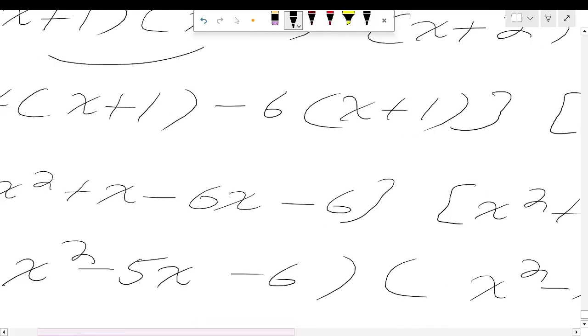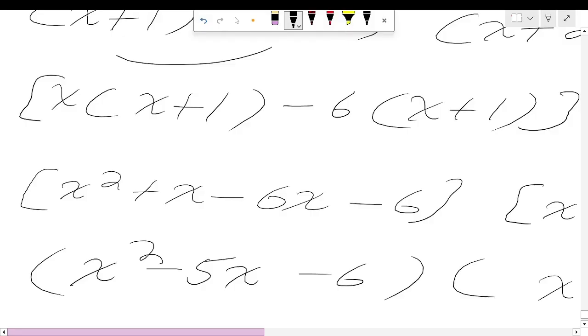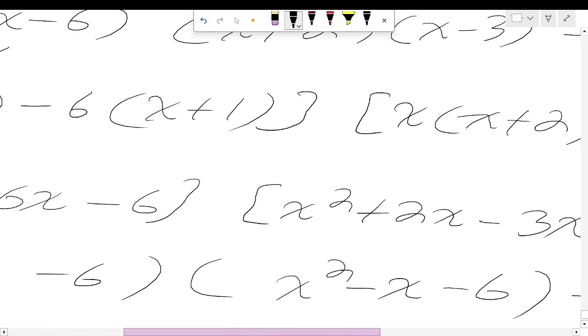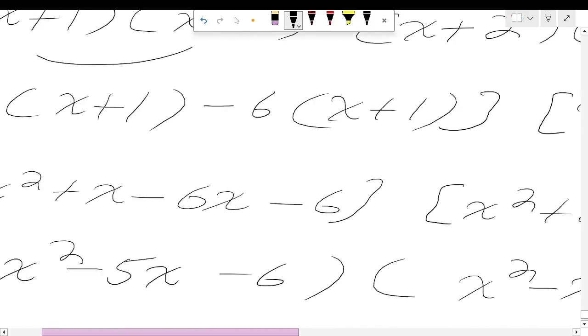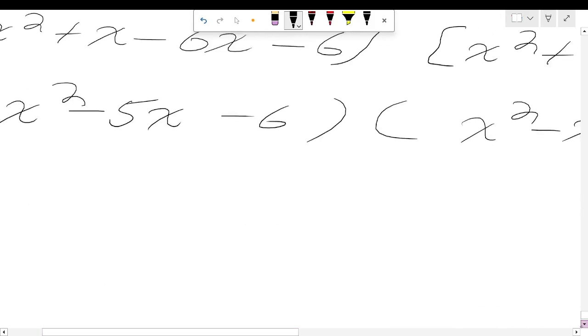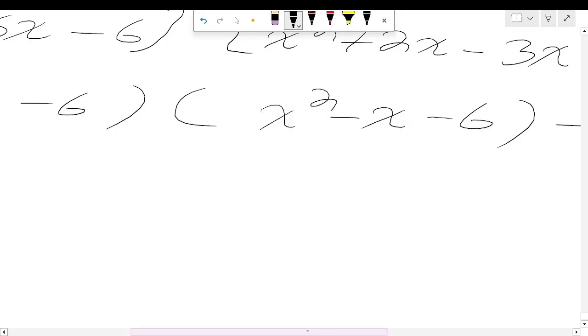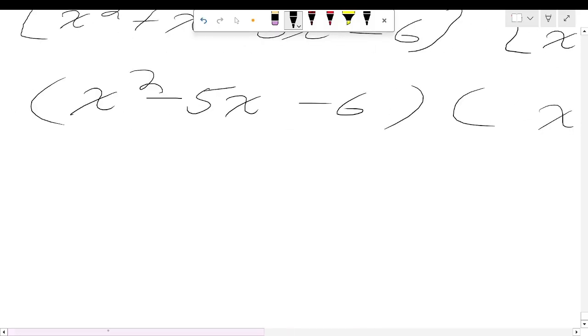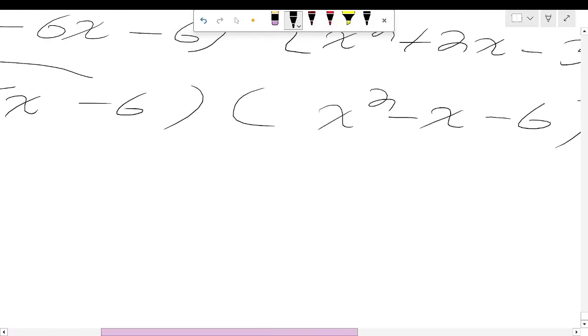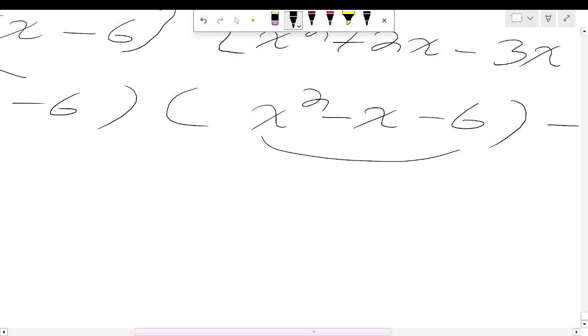Okay. Now what do we need to do next? We have x squared minus 5x minus 6. We have x squared minus x minus 6. Okay, so we need to find the common value between these two. You might be saying that we have x squared minus 5x minus 6, but there is x squared minus x minus 6, so there isn't any common value between them. But you're wrong on that. Look, we have x squared here subtracted from minus 6, and we have x squared here subtracted from minus 6, so we can choose that as a common value.